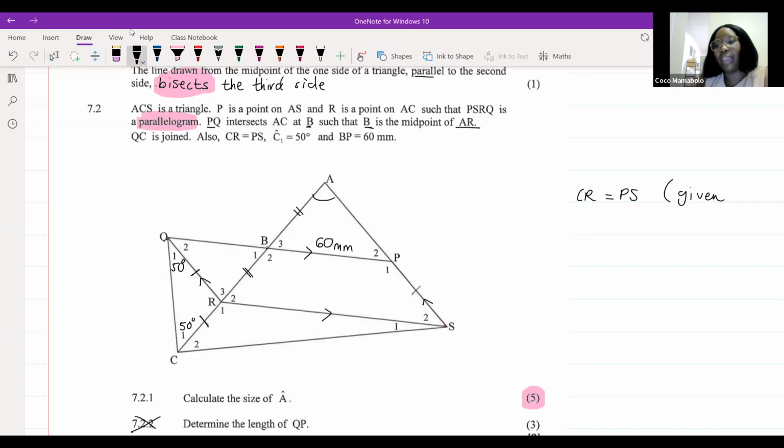CR is equal to PS, and that is given. Good. Where do we go from there? Thank you, Rimufile. I'm not sure about that, Jessica. I don't think P1 and P2 are going to be equal. Not quite. What other side is equal to PS, guys? Think about it.